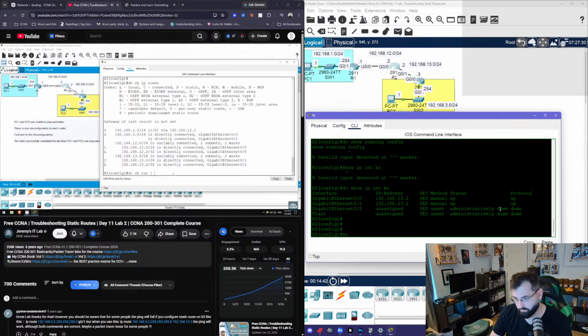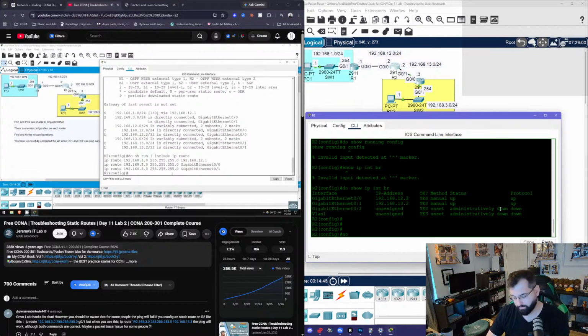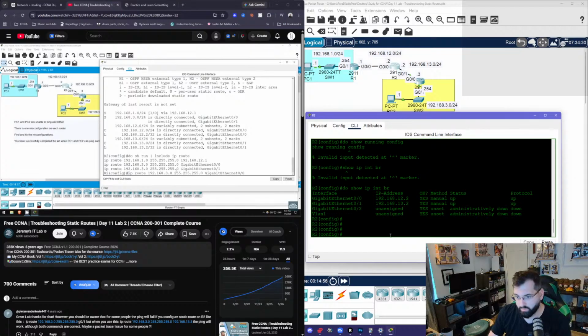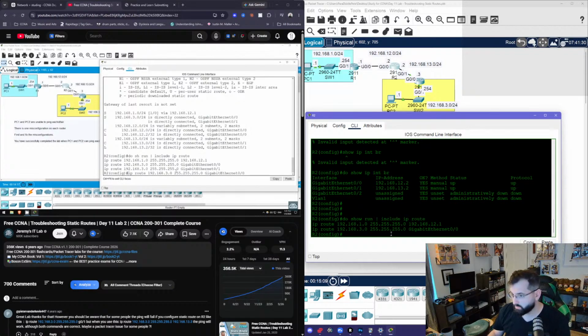Do show running config, pipe, include IP route. Okay, right-click to copy, right-click to paste, hit Control-A to skip to the beginning of the line. Look, he's a pro. Do show run include IP route. Copy. Paste. Control A.